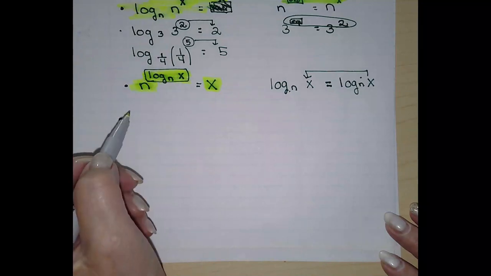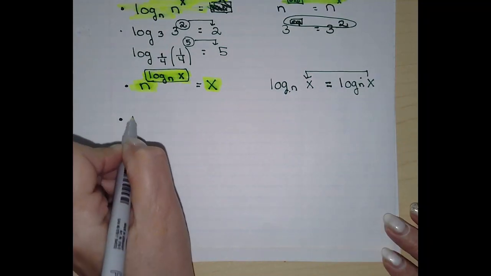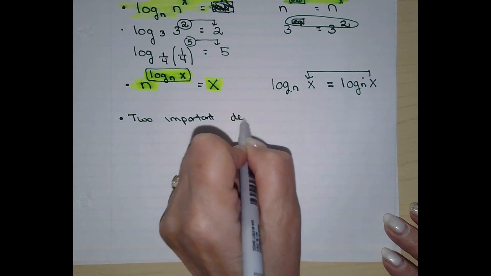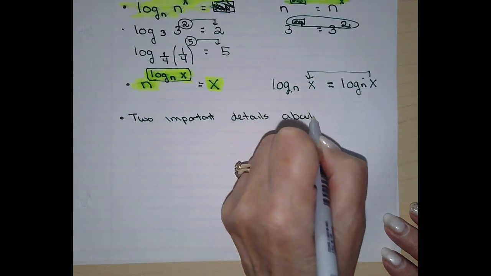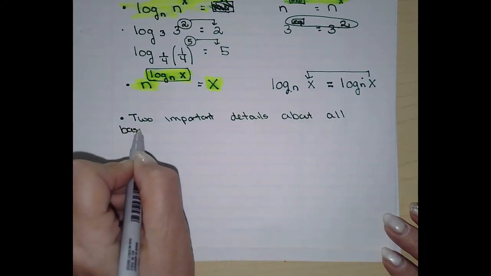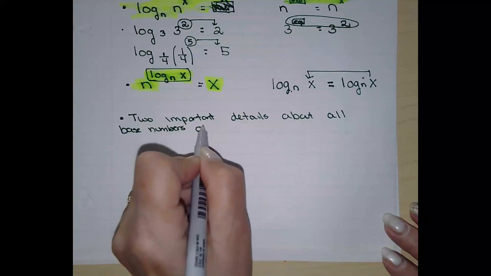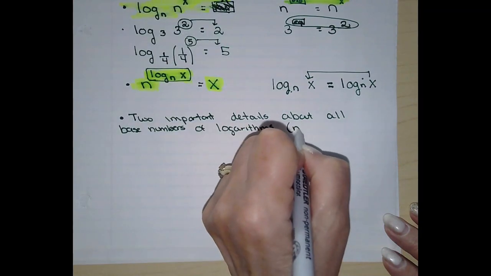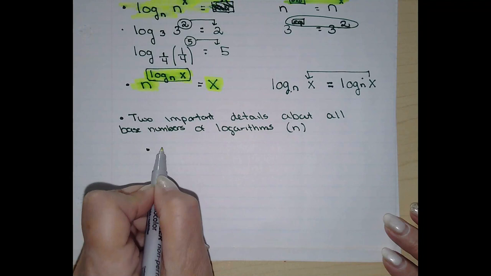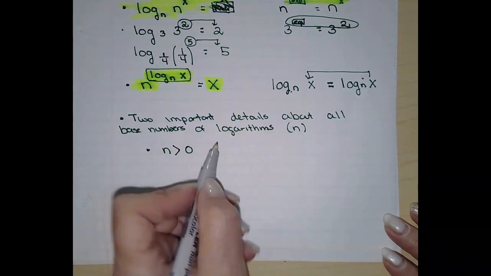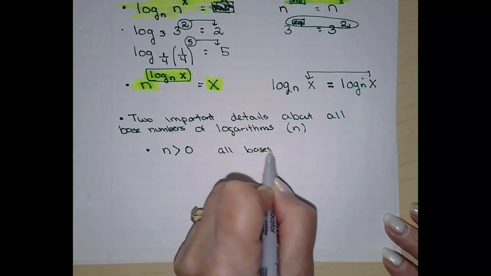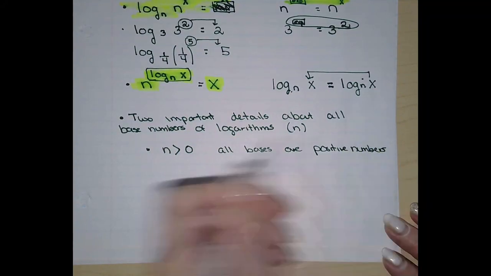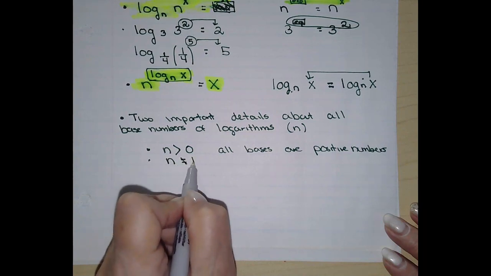The other and the last thing I just want to do is mention two important details about all base numbers of logarithms. The base number, so your n. The first is n must be positive. All bases are positive numbers. But the other thing is n cannot be equal to 1.